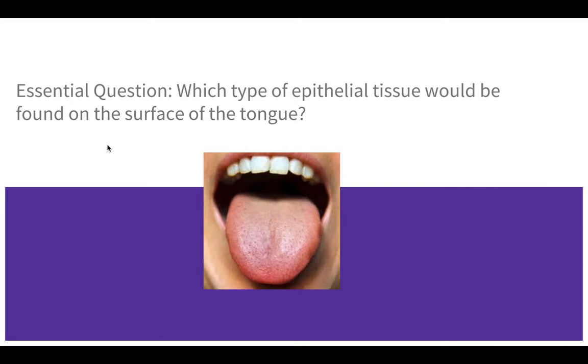Well, hi everybody. This is our next section of notes over histology. This is the second part of our epithelial tissue. So let's get busy here.